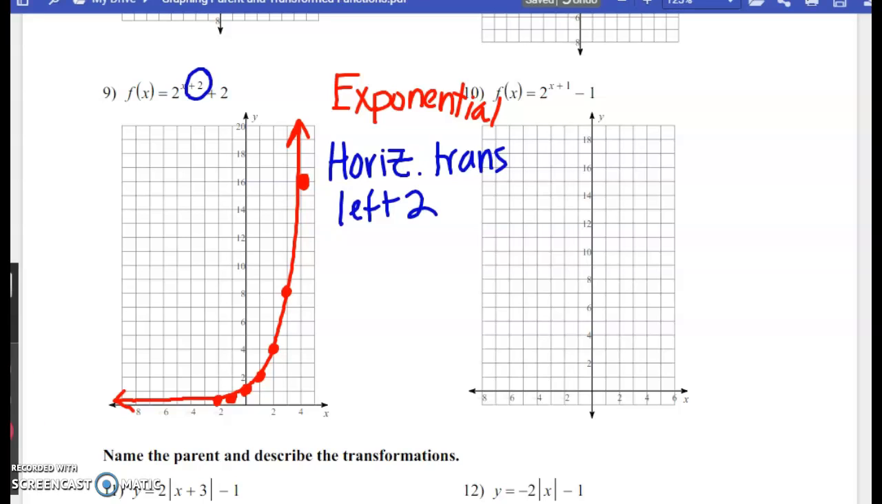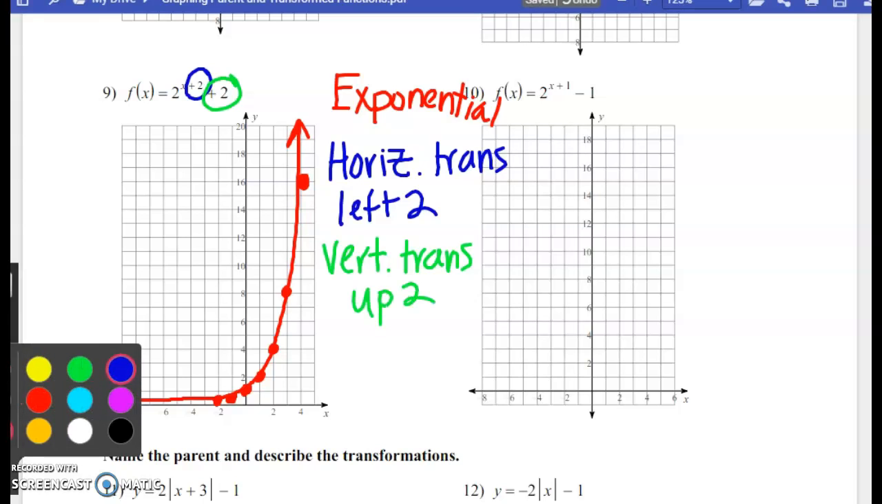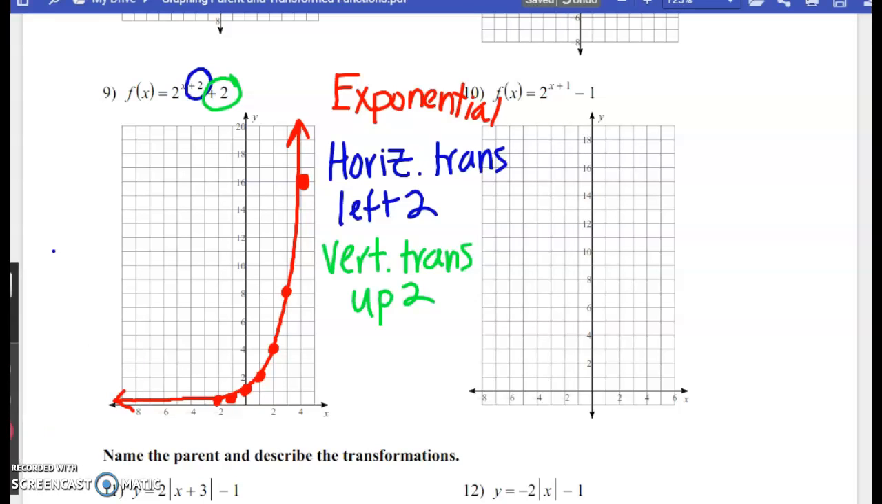So every one of those points is going to go left 2. And then this plus 2 on the end is a vertical translation, up 2. So every one of those red points, I'm going to move left 2 and up 2. So my point here at 1/4 is left 2, up 2, so it's going to be right there. My point at 1/2 is going to go left 2, up 2.